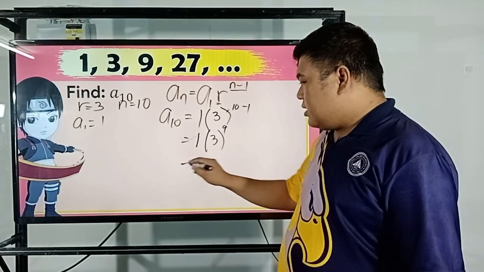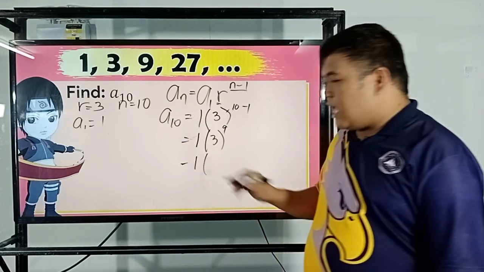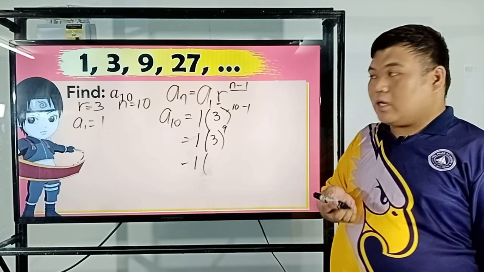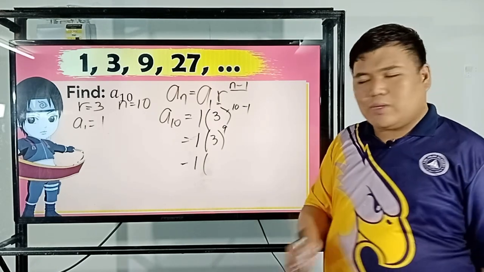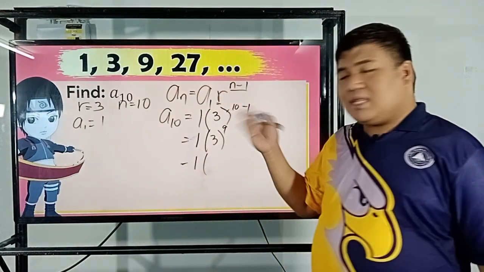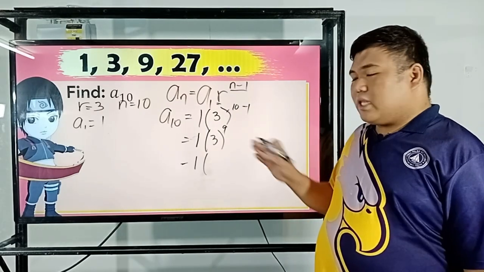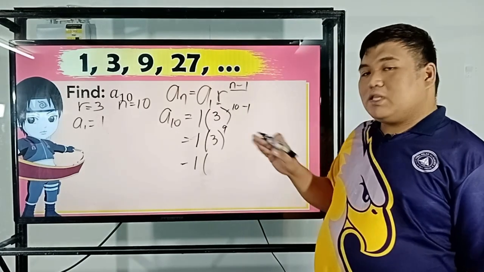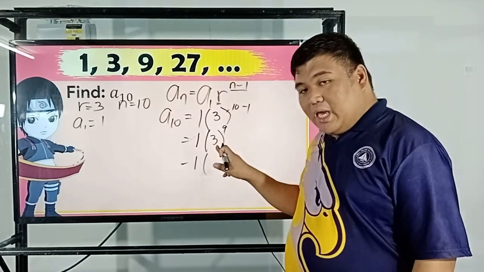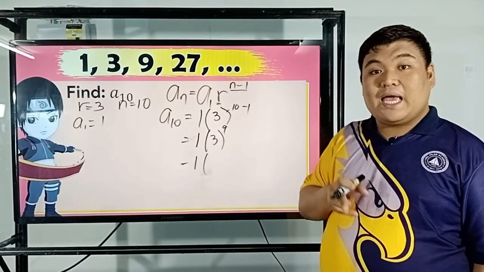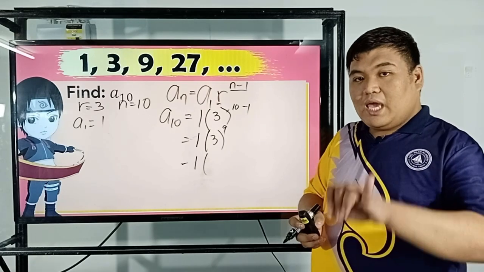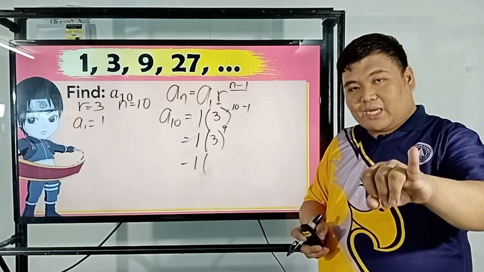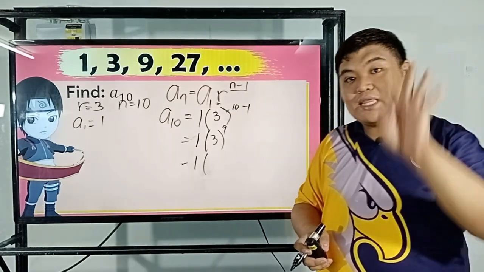So we have 1 times 3 raised to 9 is what number? O, you may use your calculator. Saan po sa calculator yun? Ano ba yung ibig sabihin ng 3 raised to 9? Ang 3 raised to 9, di ba? Ito yung base, ito ang exponent. Ibig sabihin, i-multiply yung 3 ng 9 times sa sarili niya. So, that is 3 times 3, times 3, times 3, times 3, times 3, times 3, times 3, times 3, times 3.